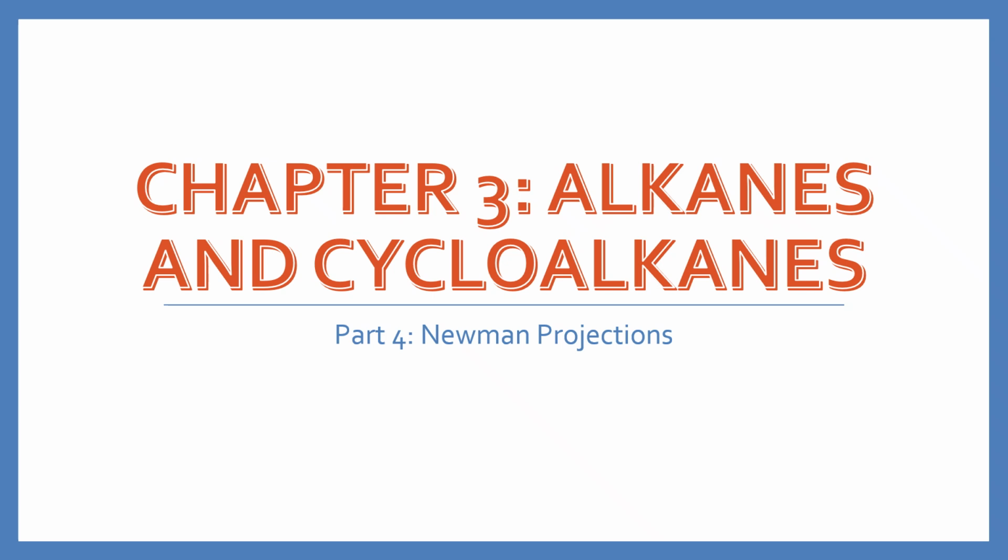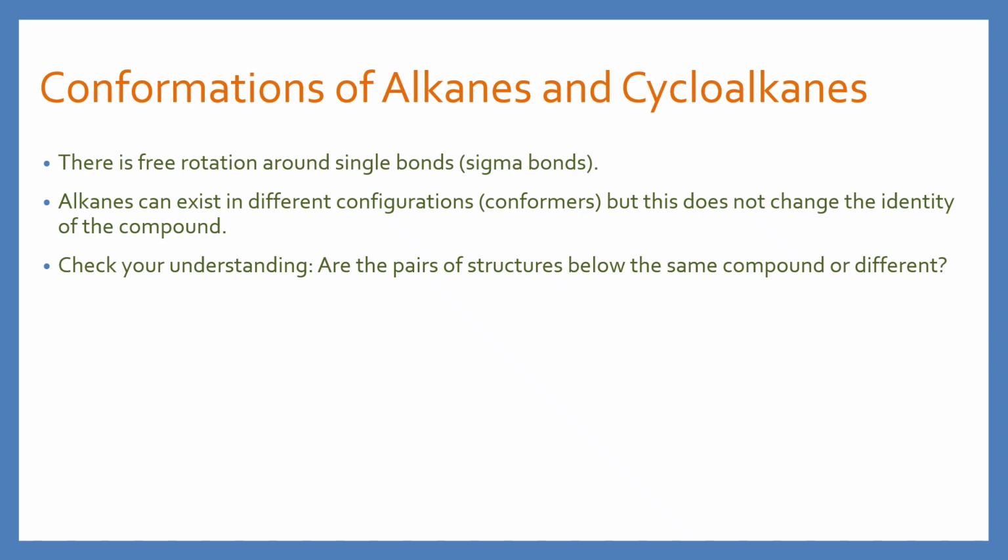Chapter 3, Part 4, Newman Projections. There is free rotation around single bonds, or sigma bonds. Alkanes can exist in different configurations, also known as conformers, but this does not change the identity of the compound. Let's look at these structures below and determine if they are the same compound or different.